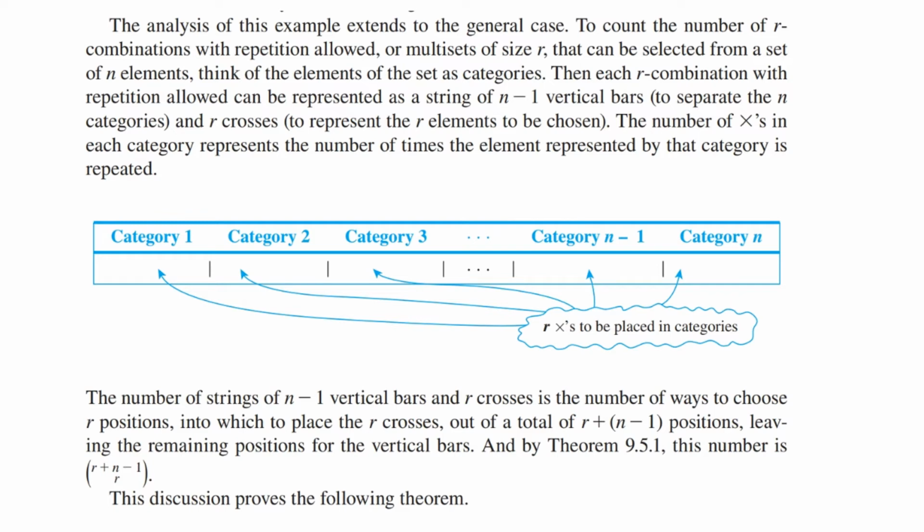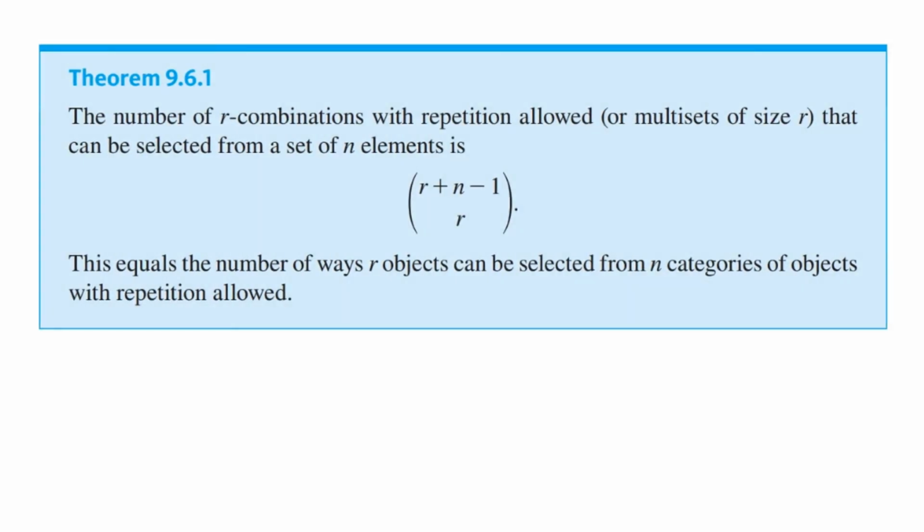And now we've proven this theorem. I'll quote it again. The number of r-combinations with repetition allowed, or multisets of size r, that can be selected from a set of n elements is r plus n minus 1, choose r. This is the number of ways r objects can be selected from n categories of object with repetition allowed.